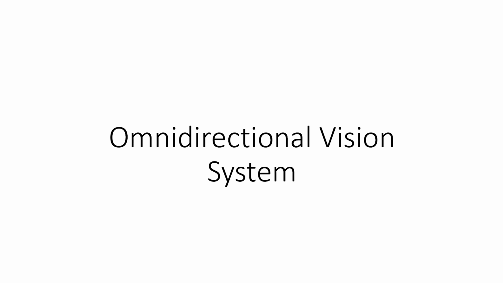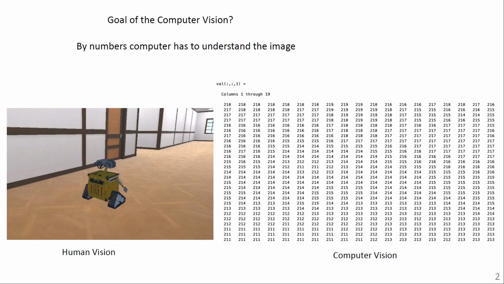This video is an introduction to omnidirectional vision systems. Firstly, let's consider what the goal of computer vision is. For example, we have an image: here is how people understand the world, and here is how the computer understands the image. We can understand what elements are present in a scene, while the computer sees just numbers of the image. So by these numbers, the computer has to understand the image and the world.